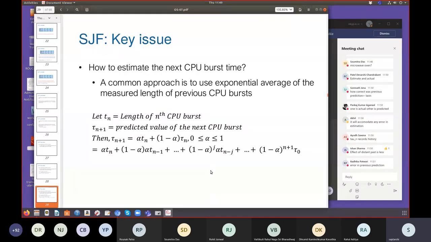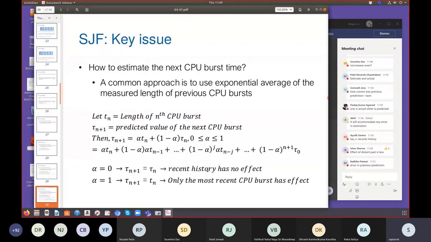So basically what is going on? We have to decide whether we give more weightage to recent history or more weightage to past history, I mean distant history. One way is to give more weightage to the recent history. Another way is to give more weightage to the past history. That is what is controlled by this parameter alpha. So alpha varies between 0 and 1.